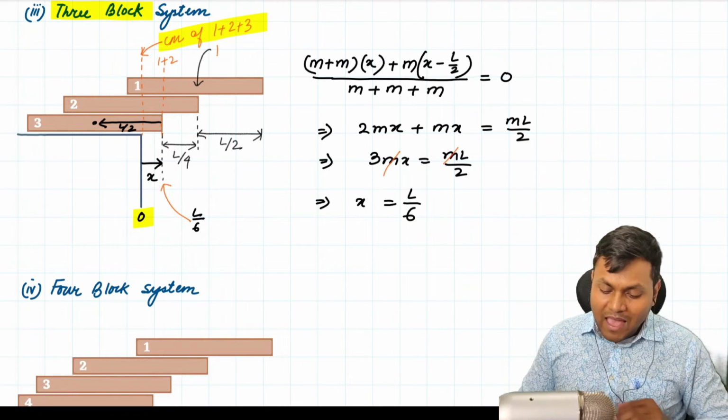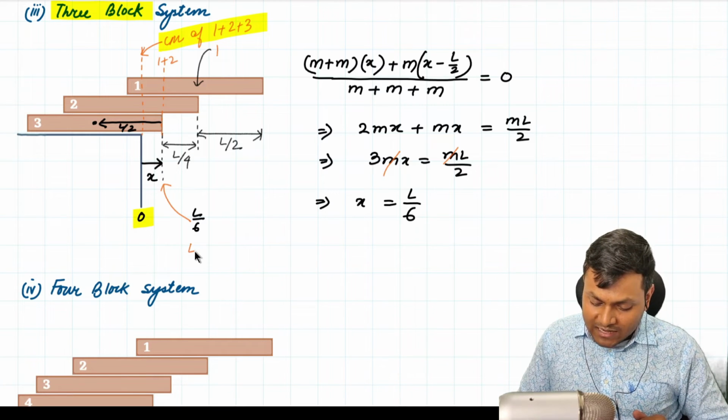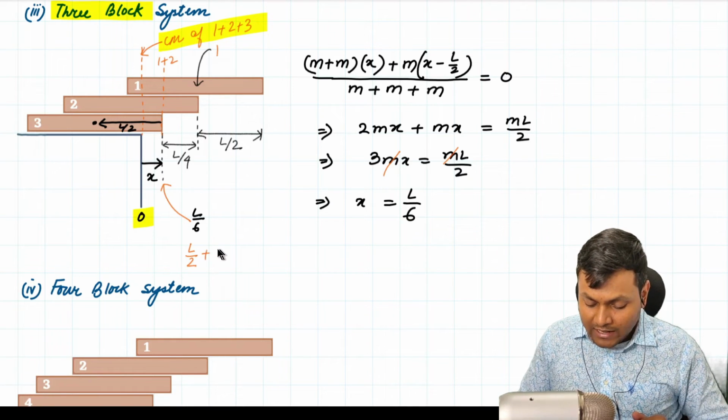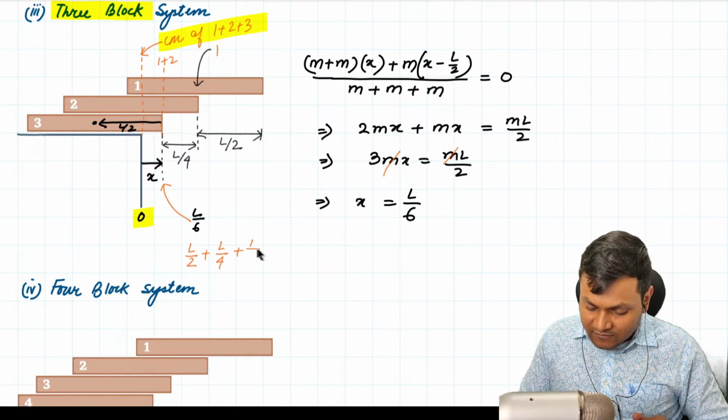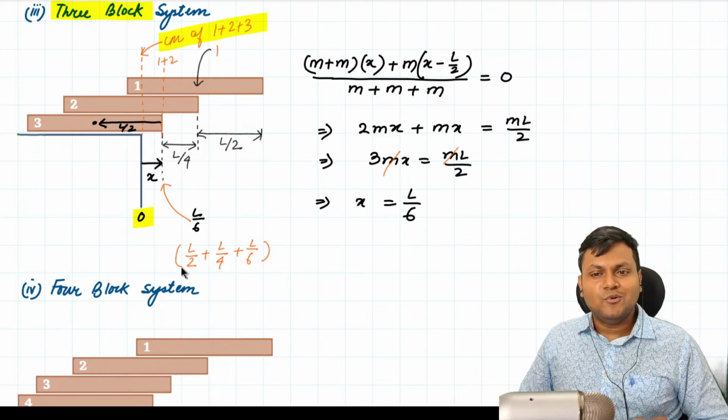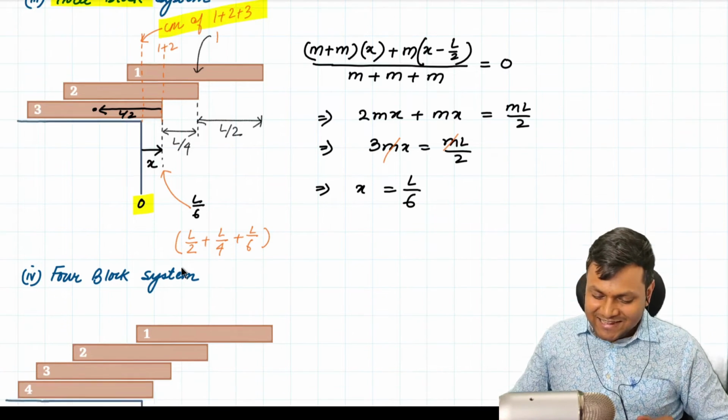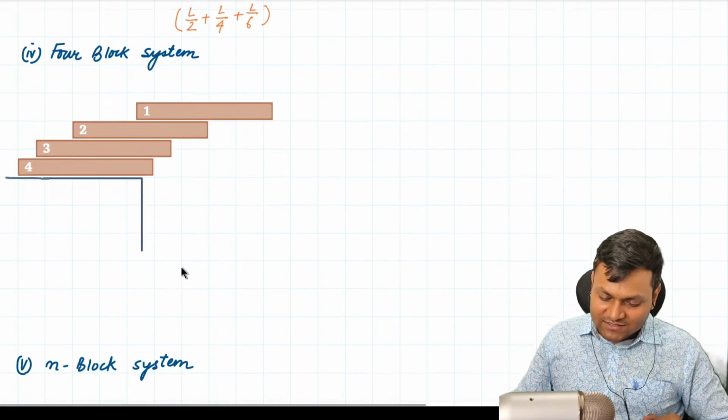That means the maximum overhang possible is L by 2 for the topmost block, L upon 4 for the second topmost block, and L by 6 for the third topmost block. This is the maximum overhang possible. Similarly, let's go further to the 4-block system.